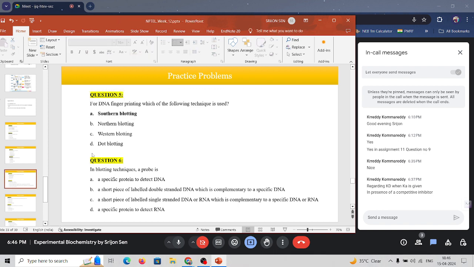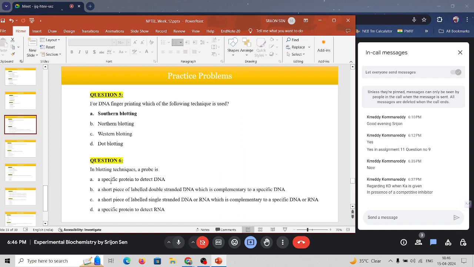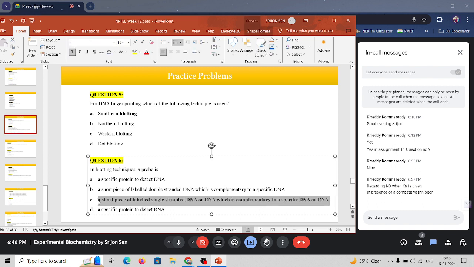So you can see these are very direct, very simple questions. Okay, the next one. In blotting technique, a probe is a specific protein to detect DNA, a short piece of labeled double-stranded DNA complementary to a specific DNA, or a short piece of single-stranded DNA or RNA complementary to the specific DNA or RNA, or a specific protein to detect RNA. It is C, a short piece of labeled single-stranded DNA. Exactly, right. Very good. So it is C. That is correct.